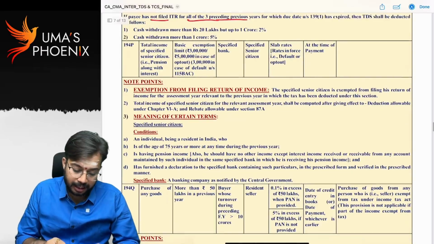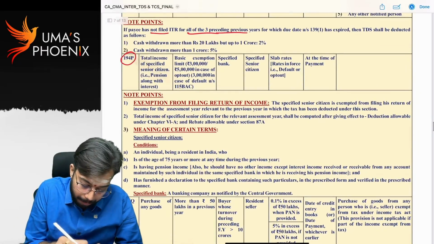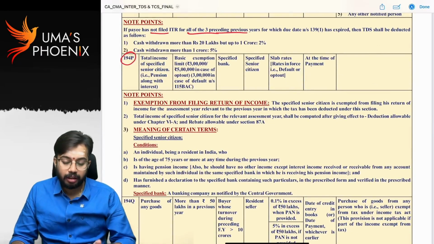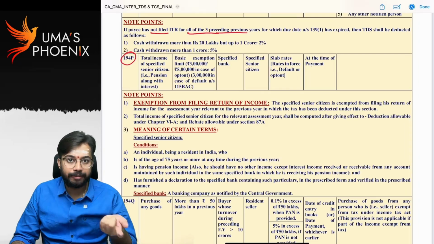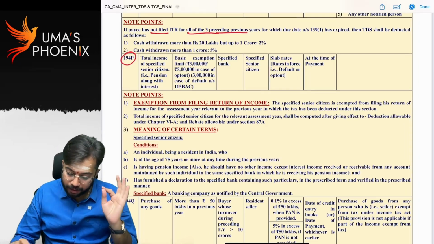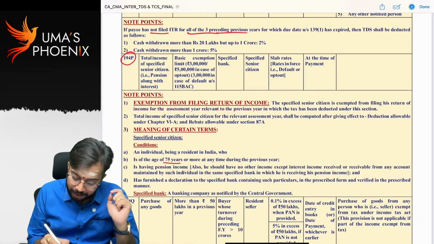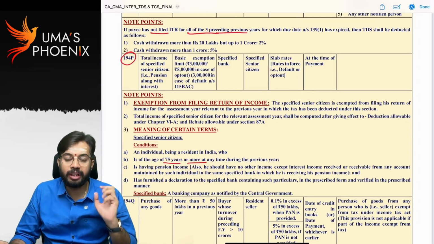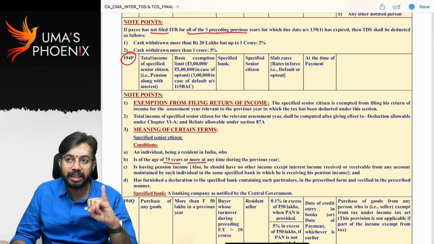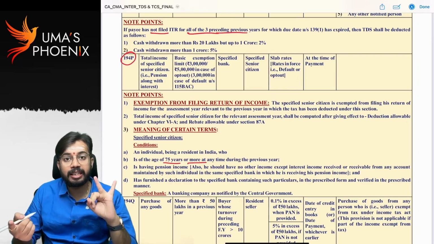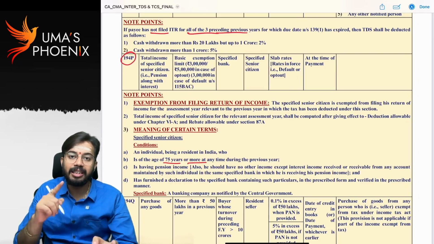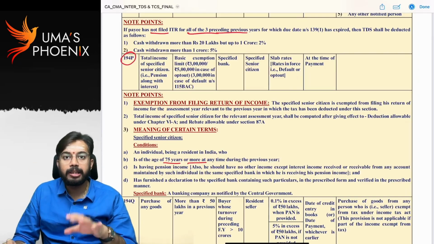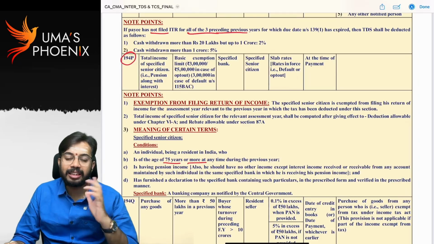Now let us discuss section 194P. See, the specified senior citizen first. Who is called a specified senior citizen? Any individual whose age is 75 years or more at any time during the previous year, we call him a specified senior citizen. Senior citizen means 60 years or more. Very senior citizen means 80 years or more. Specified senior citizen means 75 years or more.